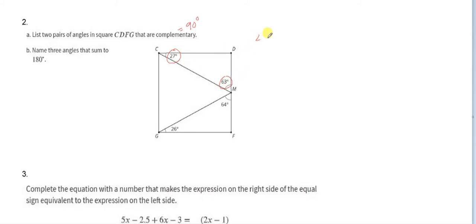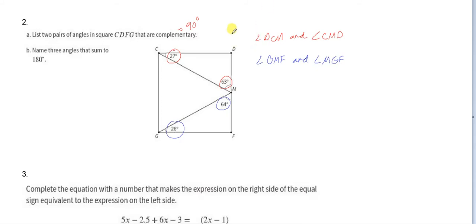We got angle DCM and angle, let's see, we call this CMD. And then another pair down here, 26 and 64. So angle GMF and MGF. Those are complementary. Now let's do one that has a sum of 180.